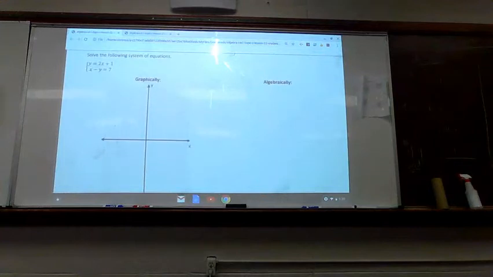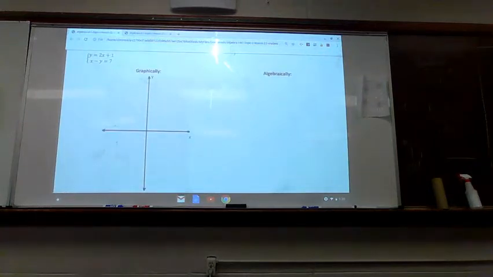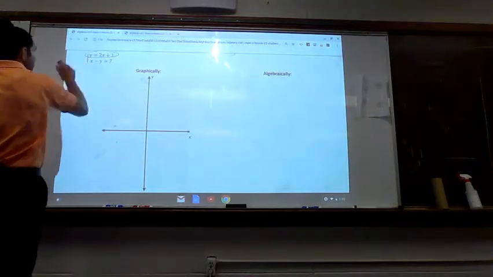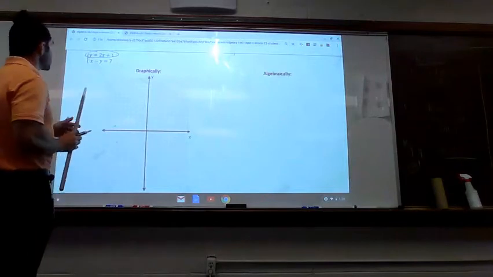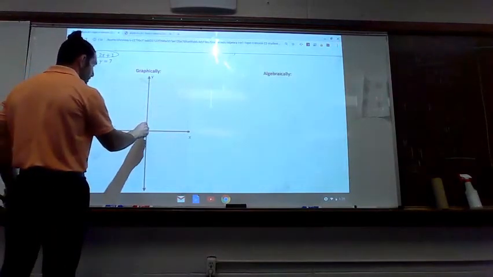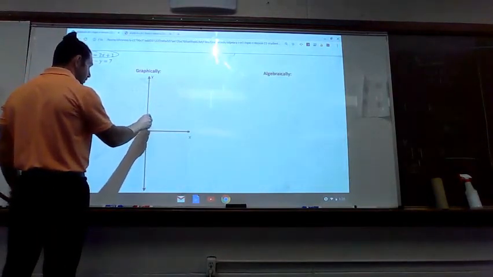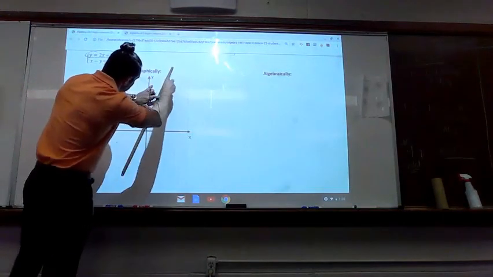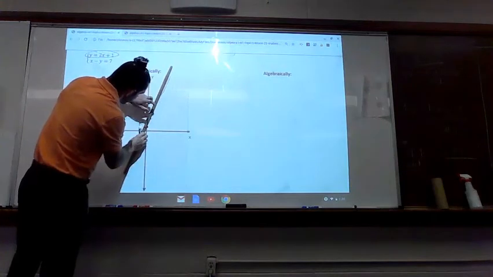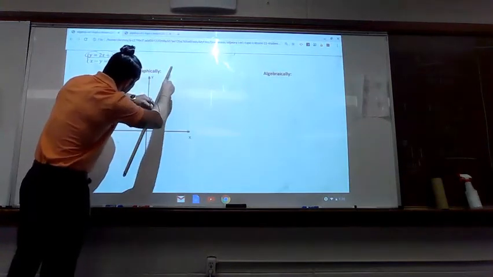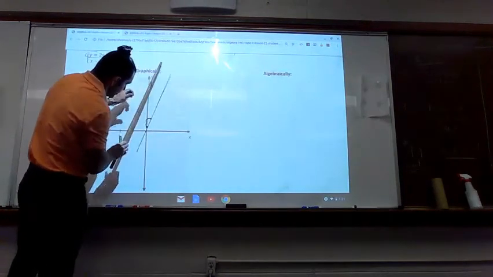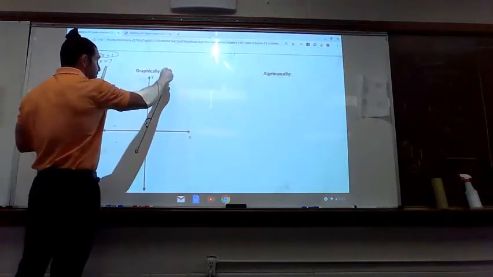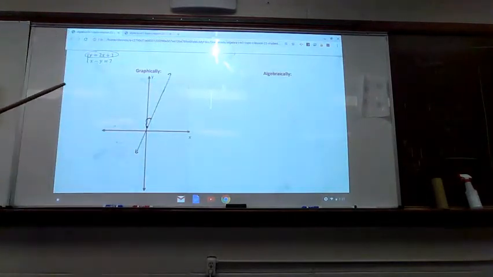Okay, solve the following system of equations graphically and algebraically. So graphically, this is in slope-intercept form, so I'm going to circle this one. I'm going to say, okay, y equals 2x plus 1. So 1 is my y-intercept, up 2 over 1. And I graph. Uh-oh. This is where it's important that you have a good straight edge, because if you do not have a straight edge, a ruler of some sort, you're going to be off.